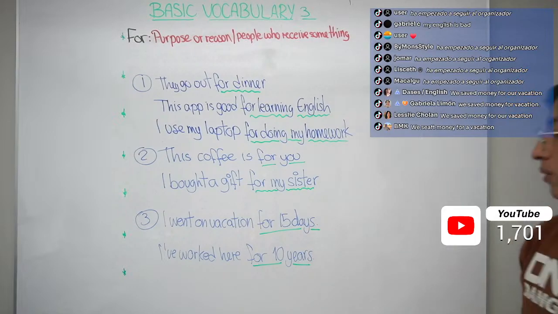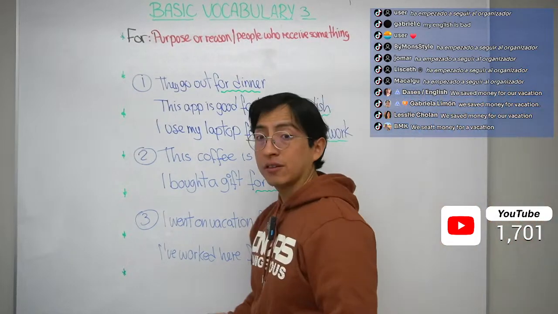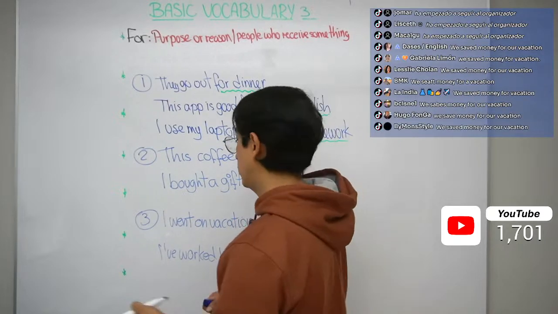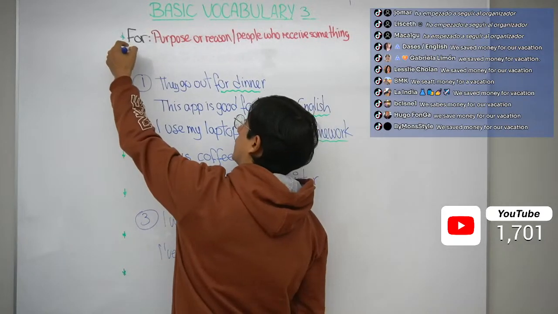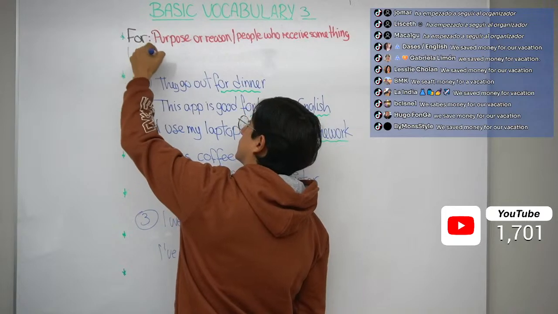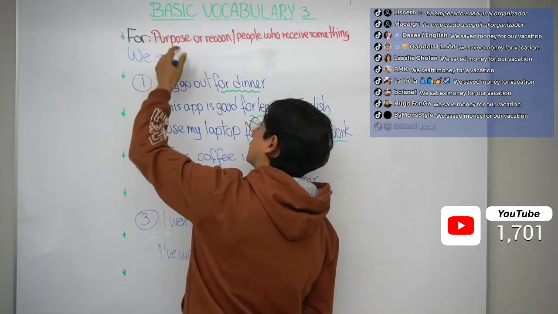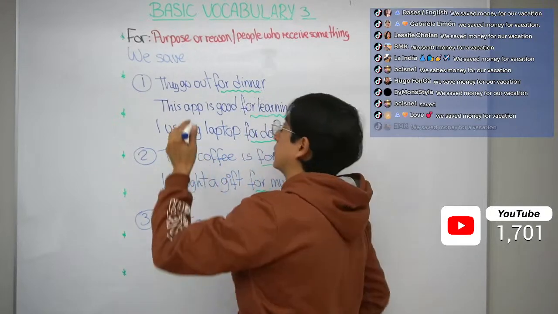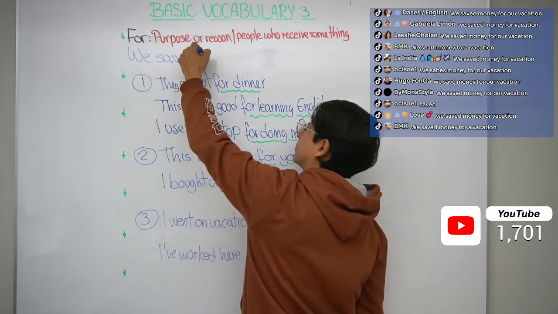Okay, let's go. Let's start with the first sentence. Look at this. Save money. I'm going to write it here. Save money.